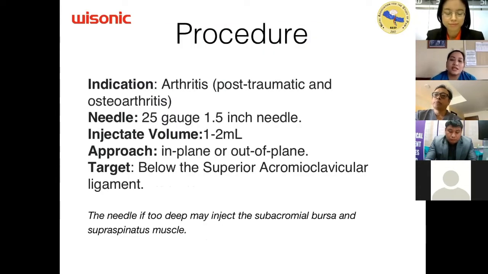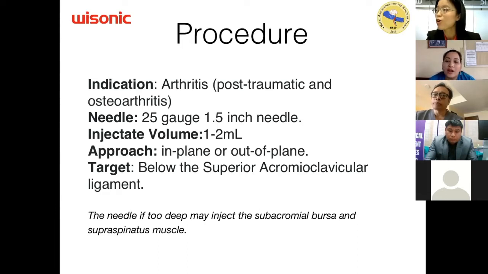So for injection of the AC joint, mostly I inject the AC joint if there is arthritis, post-traumatic or osteoarthritis of the joint. The needle I use is again a small needle of 25 gauge with 1.5 inch length. Injected volume will be very less. It's a very small joint. So you should not inject high volume, otherwise you'll rupture the capsule, which will cause even more severe pain to the patient than before. So I inject around 1 to 2 ml.